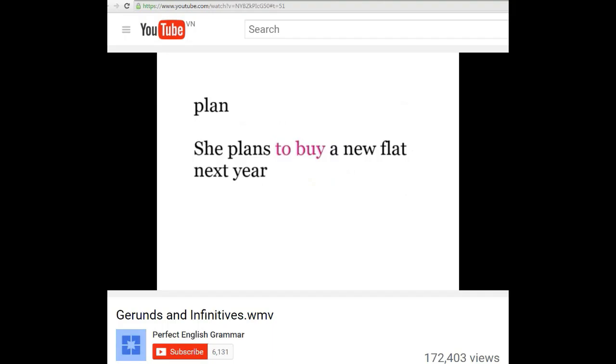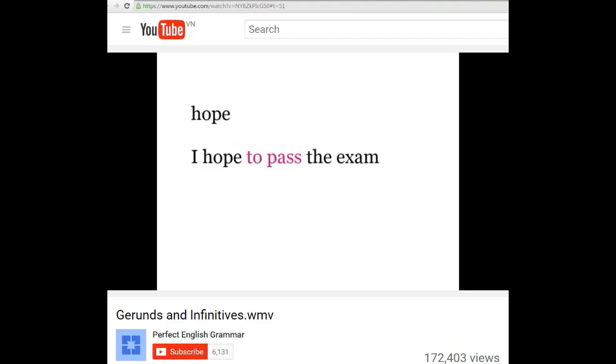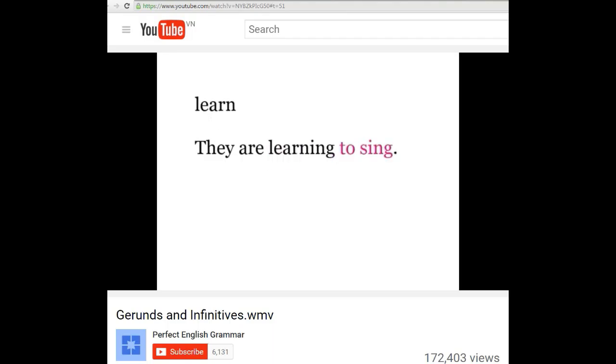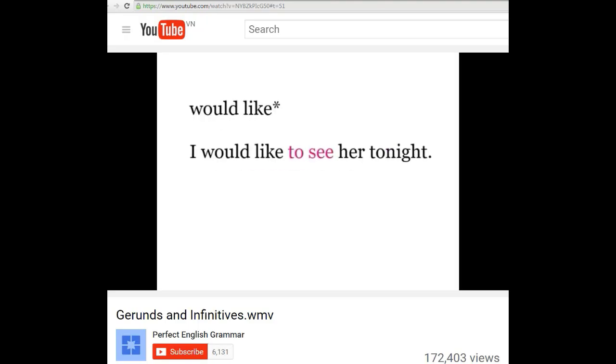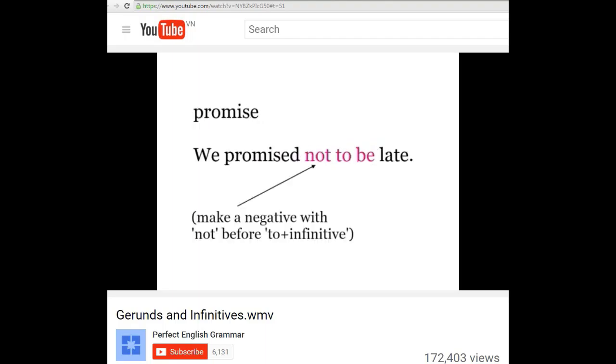Plan. She plans to buy a new flat next year. Hope. I hope to pass the exam. Learn. They are learning to sing. Want. I want to come to the party. Would like. I would like to see her tonight. Promise. We promised not to be late. Notice that we make a negative by putting not before to an infinitive.